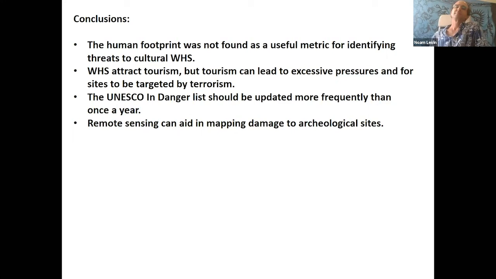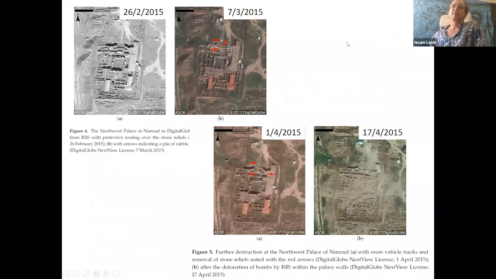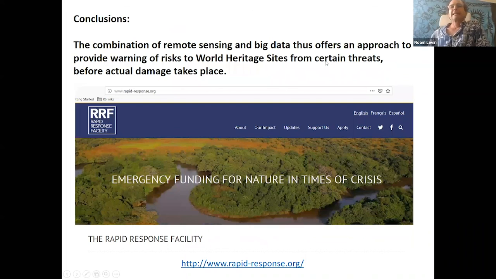And another thing that other people are also working on is using remote sensing to map damage to archaeological sites. Just showing you a few published papers on this, and there are many papers about how cultural sites and the damage to them can be mapped from satellites. Here's an example showing the destruction of one of the palaces in Palmyra in Syria. It shows the time series from high resolution satellites, how this was destroyed. And so remote sensing and big data, like what we used here, can enable us to provide a warning of risk to World Heritage sites sometimes before actual damage happens.